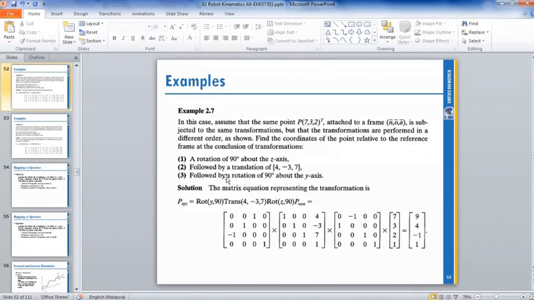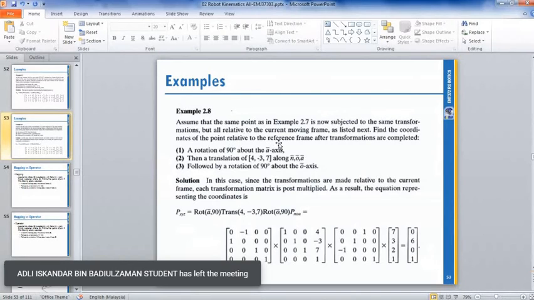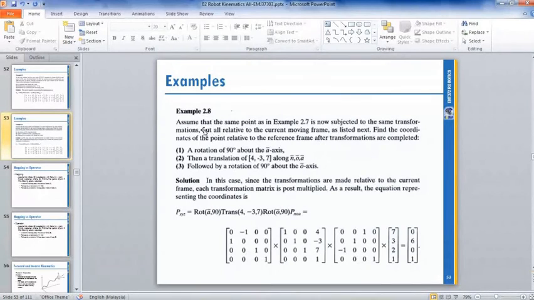This one is a similar question, but you have a different step or transformation. You still write from right to left because the question is similar. Find the coordinate of the point relative to the reference frame. Example here, 2.8. Find the coordinate of the point relative to the reference frame after the transformations are complete. This one, but all relative to the current moving frame.